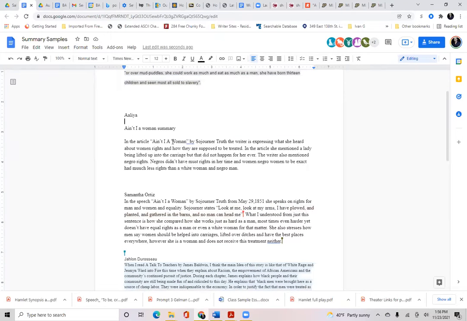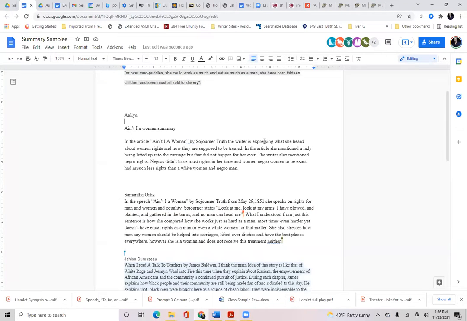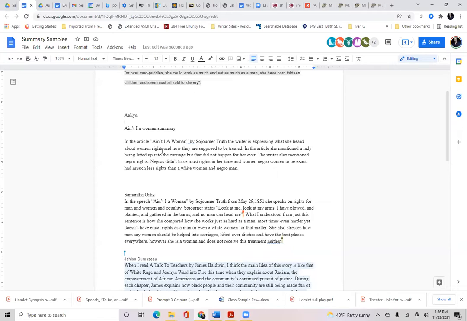Aliyah: In the article, Ain't I a Woman by Sojourner Truth, the writer is expressing what she heard about women's rights and how they are supposed to be treated, right? In the article, she mentioned a lady being lifted into the carriage, but that did not happen for her ever. And the writer also mentioned Negro rights. Negroes didn't have most rights in their time, and women Negro, to be exact, had much less rights than white women and Negro men, right?